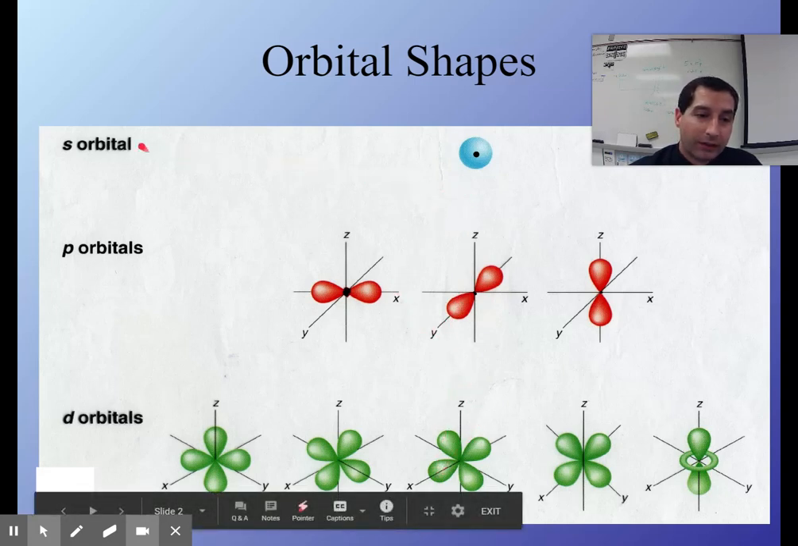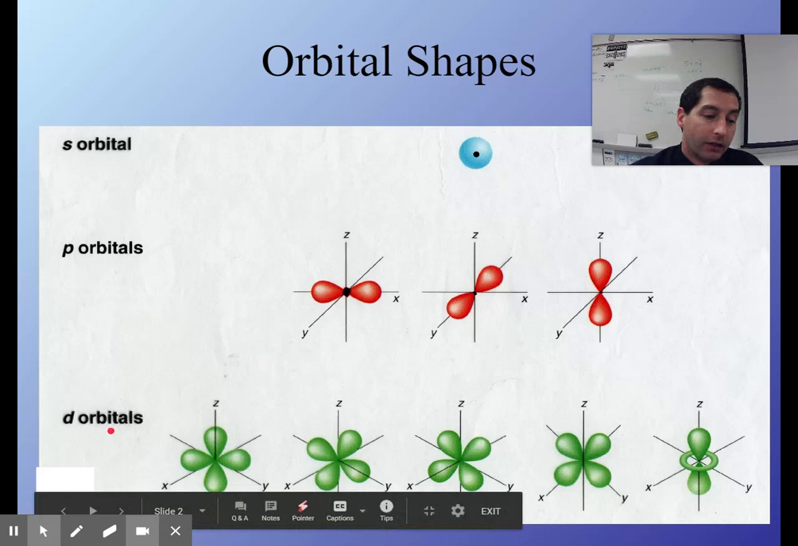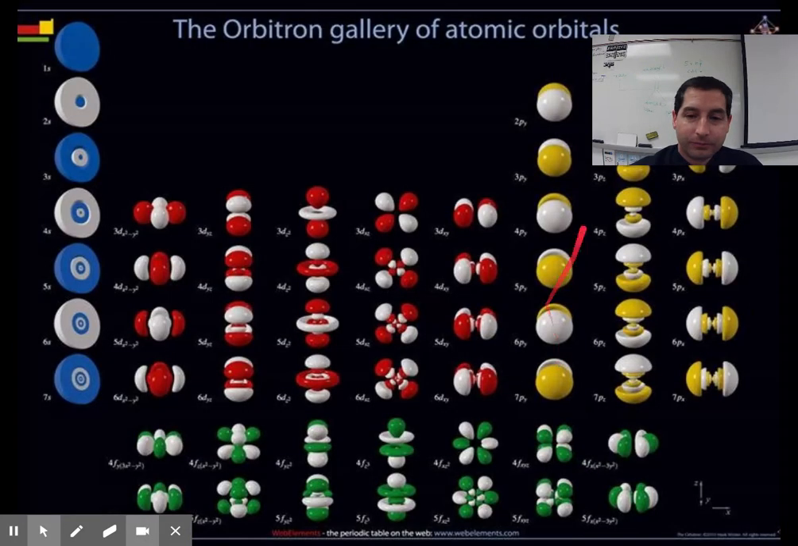You should know that the s orbital is a sphere. You should know that p orbitals kind of look like a bow tie, but everybody in science calls them a dumbbell, like a little hand weight. So we're going to call it a dumbbell. And then the d orbitals are more like a clover leaf. So know those names, and the other ones you don't really need to know.